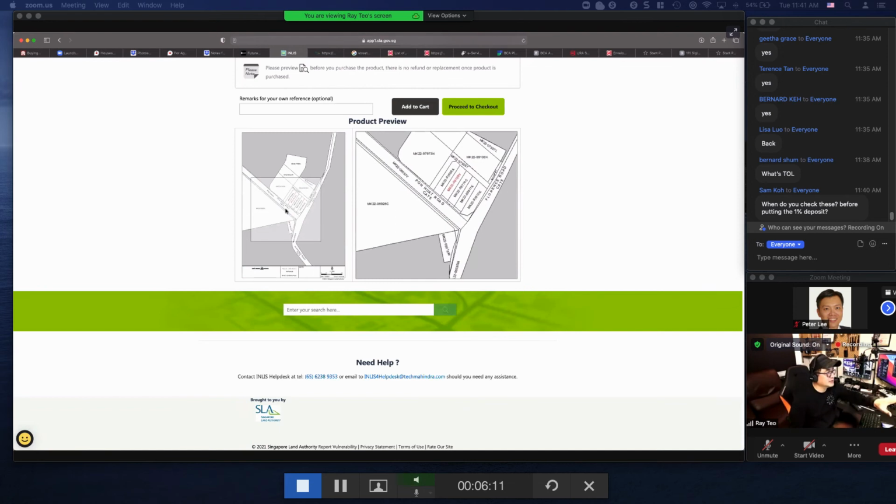Down here is a product preview where they don't show you the red line. You need to purchase already, then they will show you whether got or don't have. The best is don't have lah. 8 Pohart Road was previously affected by road line actually. So we are not sure whether the road line has been lifted or the land has already been acquired by LTA for road expansion.